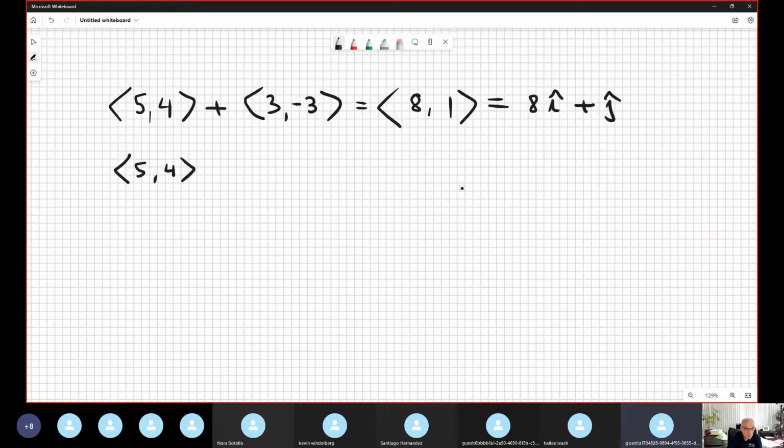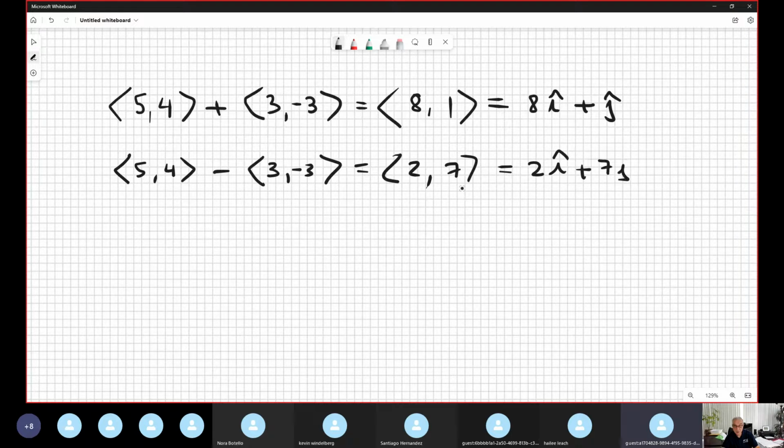Next example. Now subtraction. Well, this is 5 - 3 = 2, no? 4 minus a negative 3, double minus becomes positive. So actually negative 3 is positive 3, and 4 + 3 = 7. Do you see or no? There is another way to visualize that. 2i + 7j. So the student can say I don't see it clearly. Okay, no problem. You write in standard unit vectors.